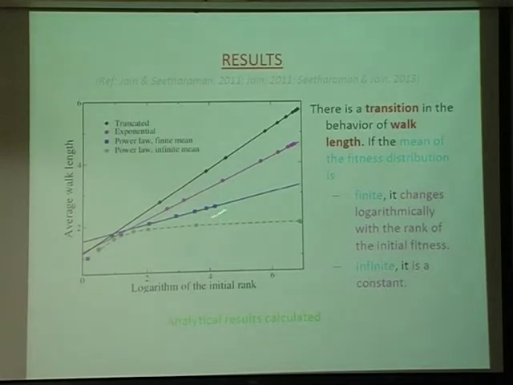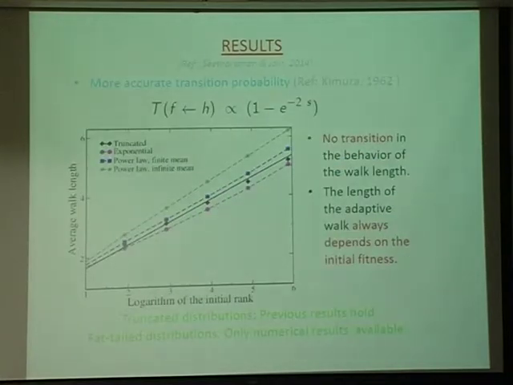Now if you were to fix an initial fitness rank and then move down, we see that the truncated distribution has a longer walk compared to the exponential, which is longer compared to the power law distribution. And the trend of this changes when we consider a more accurate transition probability as proposed by Kimura. Here we see that for the same rank, as we moved on in the previous case, the walk length decreases when we move from the truncated to the exponential. But while moving from the exponential to the power law, the walk length increases again. So it's a non-monotonic behavior. And then there is no transition at all. For all distributions, depending on the initial fitness, the walk length changes.